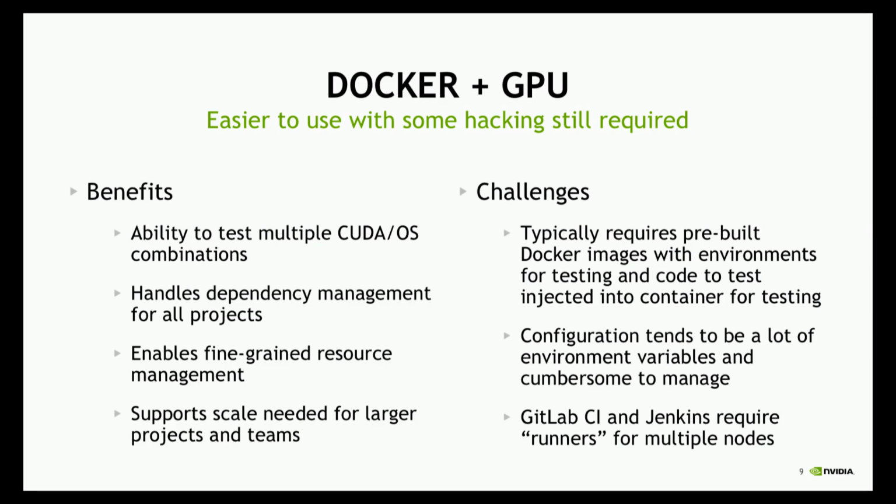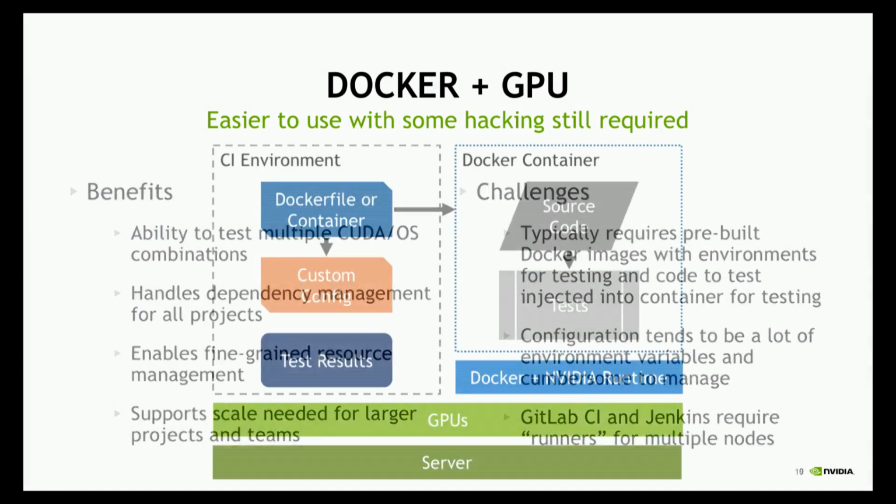So the only challenges here are the hacky nature of it. You either have to have pre-built Docker images for the testing, or you need to build that into your pipeline with your CI: build the Docker container that you want to test in, copy your code in, and do everything else. It tends to be environment variables and cumbersome to manage. And then for GitLab and Jenkins, you need a runner on each node to be able to do this, and then the GPU nodes.